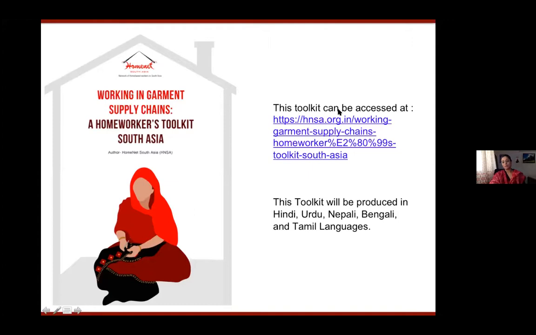On the demand of our members, we are also translating this toolkit in Hindi, Urdu, Nepali, Bengali, and Tamil. And there was an additional request from our members, which was to have an accompanying activity book, which they can use for trainings. So we're also working on that, and hopefully in a month, we should have it up on our website. So please go onto our website and look out for these resources.